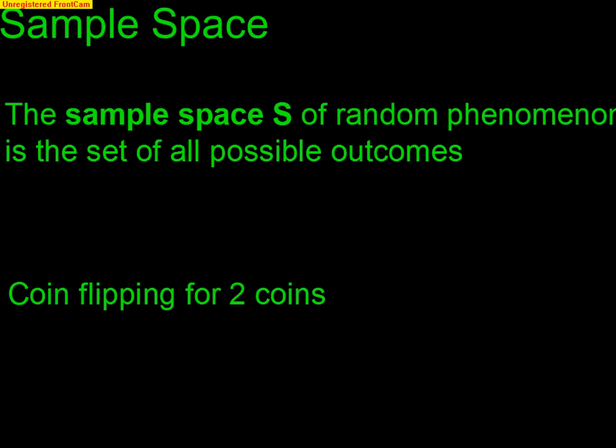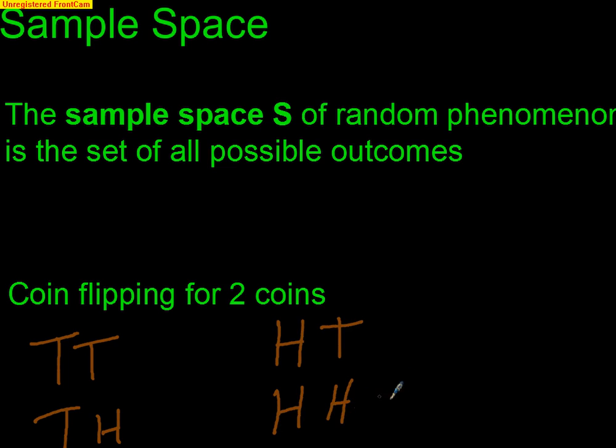Okay, so I have an example here. Coin flipping for 2 coins. So here are the possible outcomes for coin flipping. We could have tails, tails. Or the first coin could be tails, and the second coin could be heads. Or the first coin could be heads, and the second coin could be tails. Or the first coin could be heads, and the second coin could be heads.